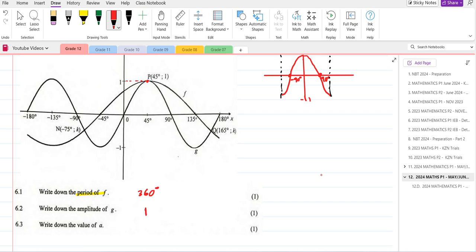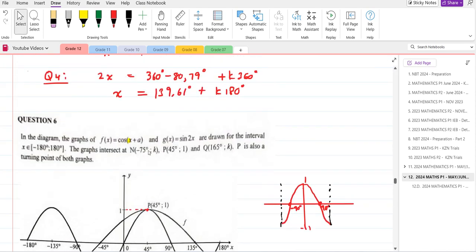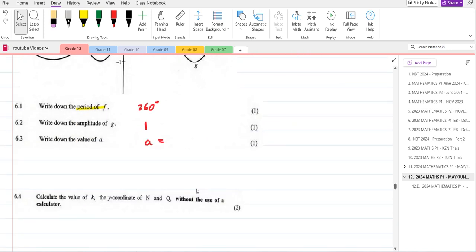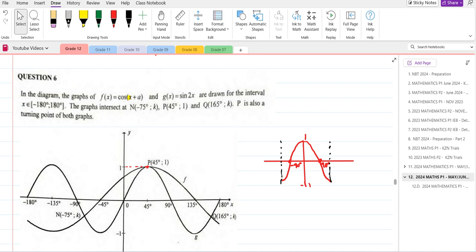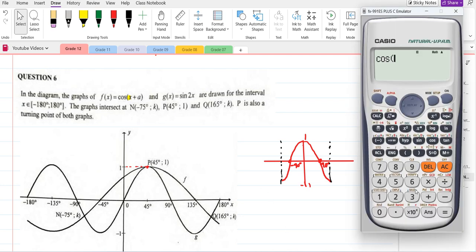Write down the value of a. Remember what we said, the value of a will be positive 45 or negative 45. It's shifted to the right, so it will be negative 45. The value of a is negative 45. So I hope you guys are understanding. For example, if I put cos of (x plus a), let's take this point 45, and I chose the value of a as negative 45. So cos of 0, basically I'm getting cos as 1. At x value 45 degrees, I'm getting 1, so my answer is correct.